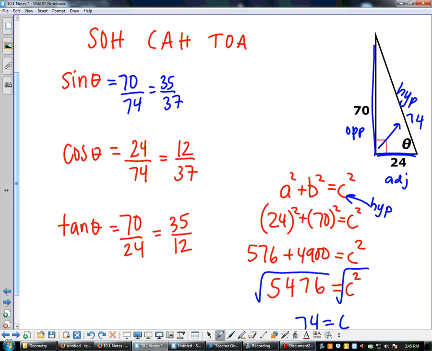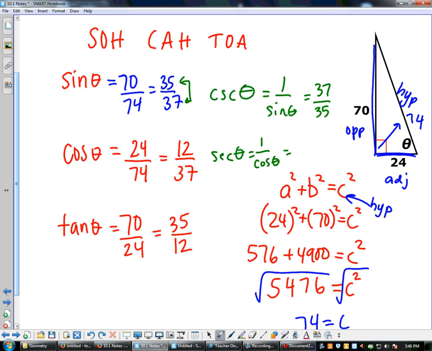Now, Mrs. Pesic, do you want to do the inverse ones? Sure. The reciprocals? All right, so the reciprocal of sine is cosecant. So the cosecant of theta is 1 over the sine of theta, so it's going to be the reciprocal of 35 over 37. We're just going to flip that, so it's 37 over 35. The secant is the reciprocal of cosine, so 1 over 12 over 37 is going to be 37 over 12. And the cotangent of theta is the reciprocal of tangent, so we switch those two and get 12 over 35.